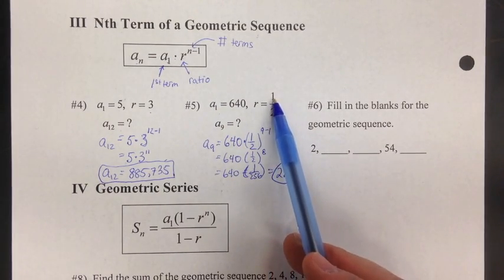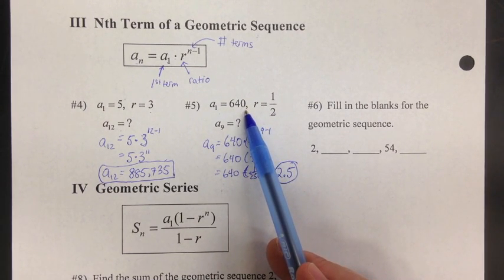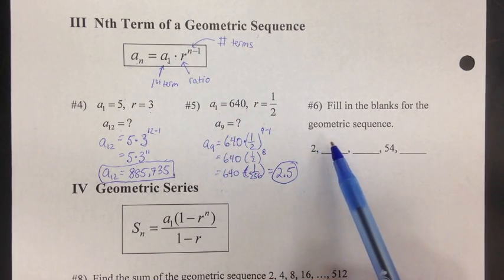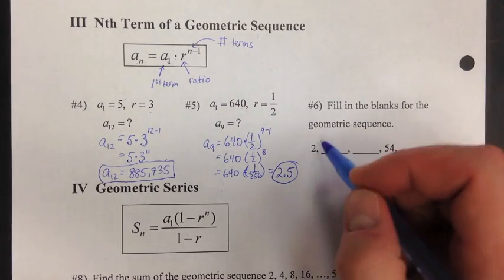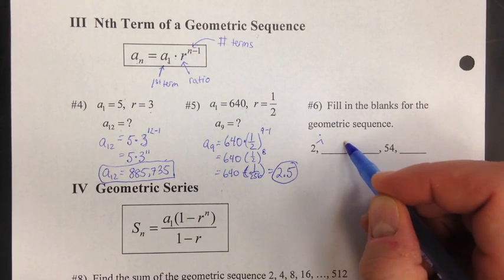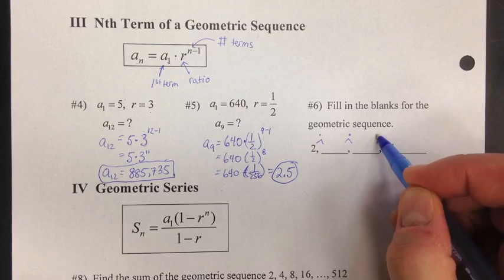And because this was a fraction less than 1, that means we're going down. It's like you're dividing by 2 every time. So divide by 2 until you get to the 9th term. Now in number 6, fill in the blanks for the geometric sequence. So we're going to multiply by something to get the next blank, and then multiply again to get the blank, and then multiply to get 54.